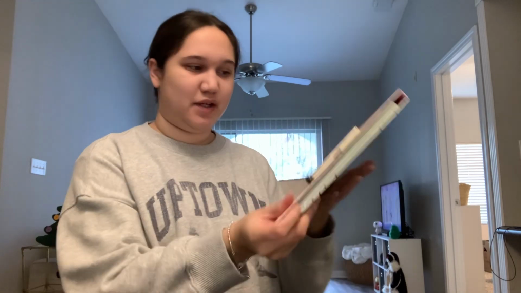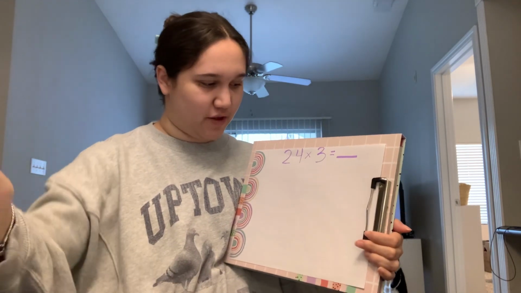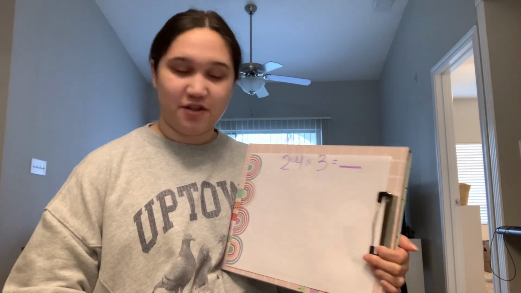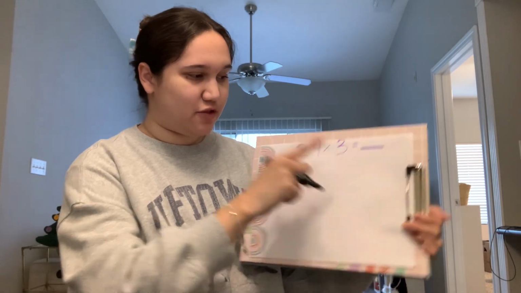This is Angelina Sanchez, and I'm going to be doing a video on how to multiply 2 digit by 1 digit using the area model. So first, we would start off with our multiplication fact. So it's 24 times 3.